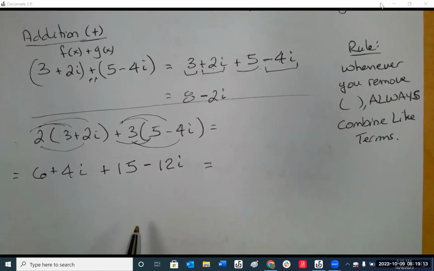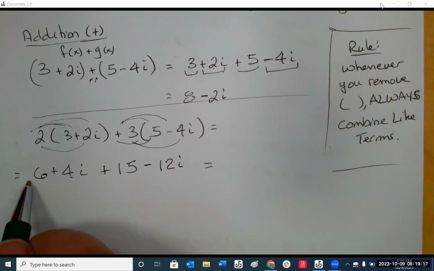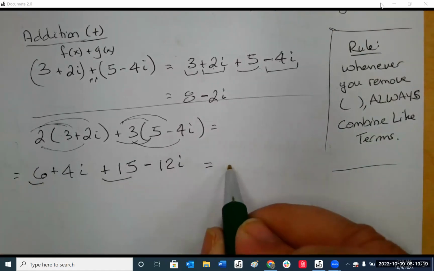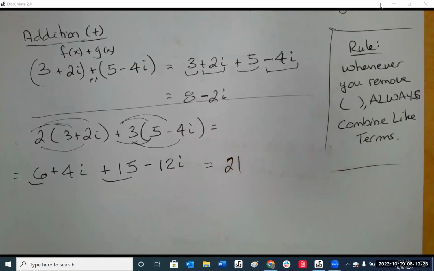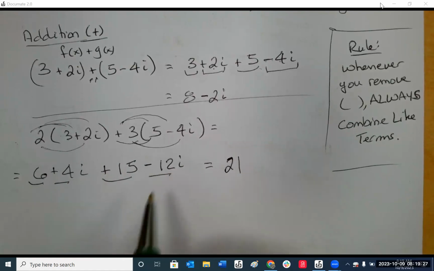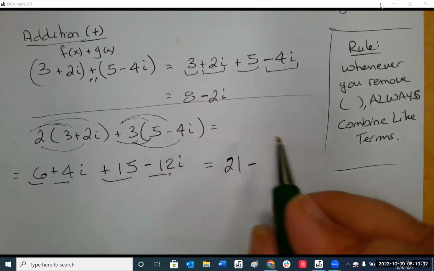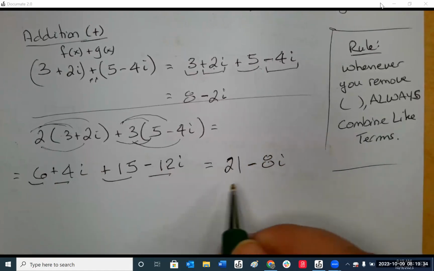Got rid of parentheses, so combine like terms. Positive 6, positive 15. They're both positive, so the answer is positive 21. Positive 4, negative 12. 12 is bigger, so it's negative. 12 minus 4 is 8, and there's your answer.